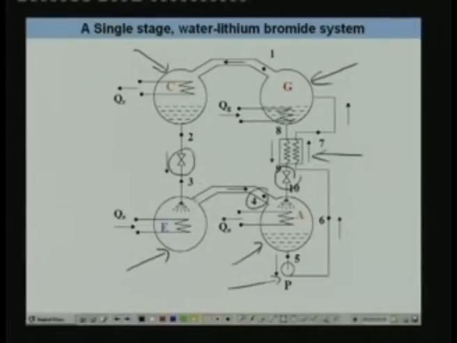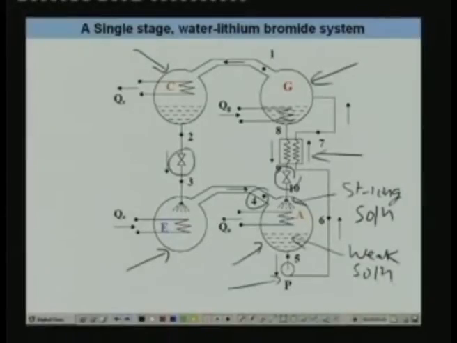So let us again begin at this point, which is the exit of the evaporator. At the exit of the evaporator, as you know, you have low pressure, low temperature refrigerant vapor. This vapor enters into the absorber, where it comes in contact with the strong solution that is coming from the generator. Since this strong solution has affinity for the water vapor, the vapor gets absorbed here, and what forms is a weak solution, or a dilute solution.